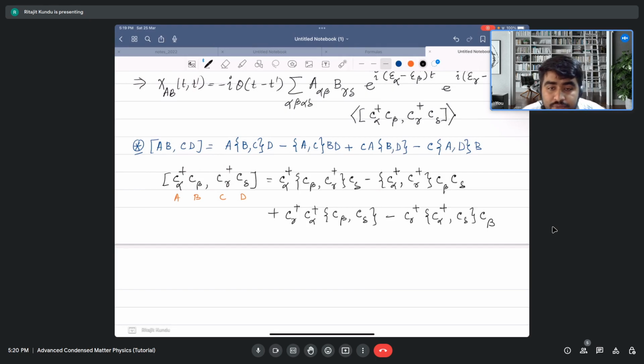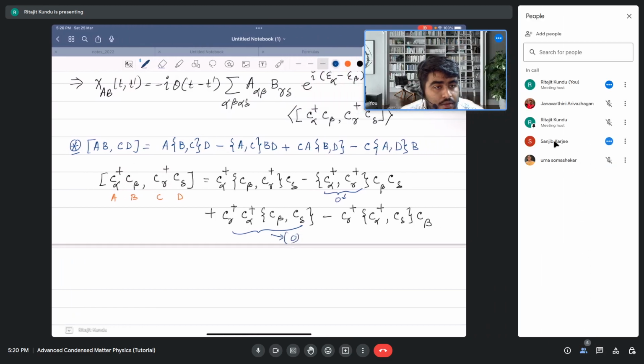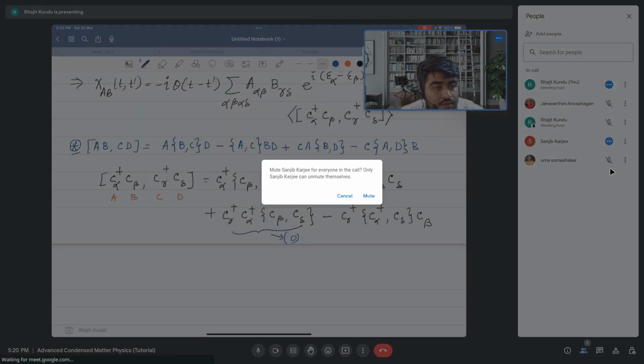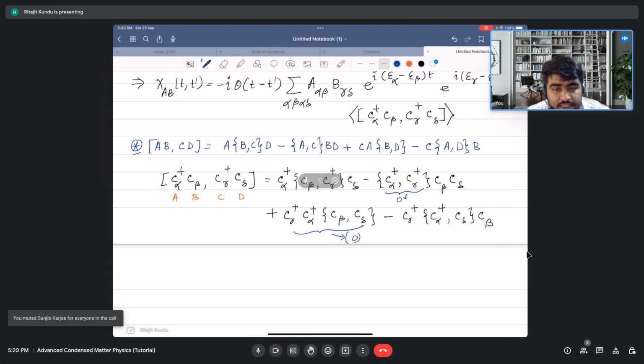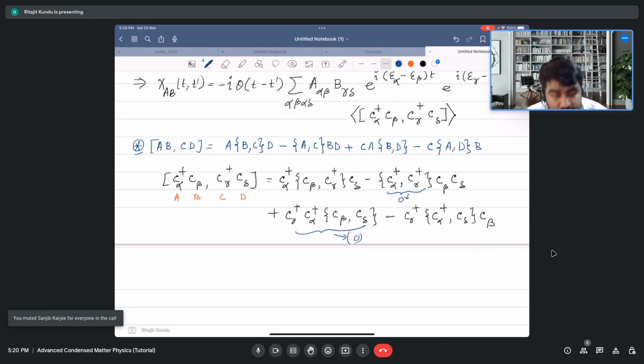So now if you know these fermion anti-commutation rules, it will be very clear to you that whenever you have anti-commutation of creation or annihilation operators, that is essentially 0. So that goes to 0. So the second term and the third term are essentially 0.